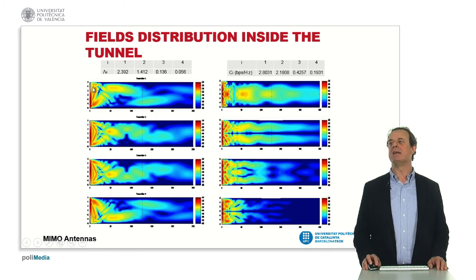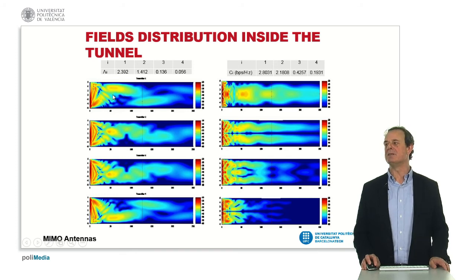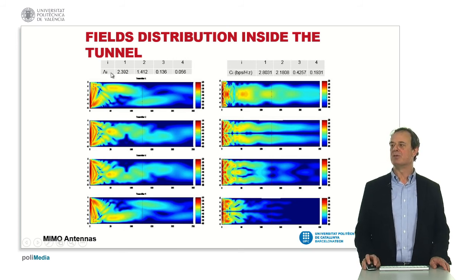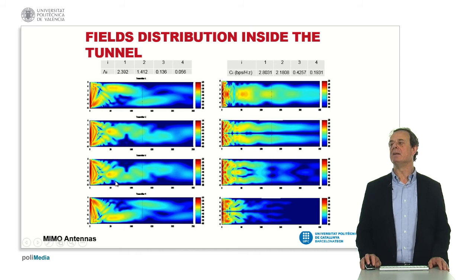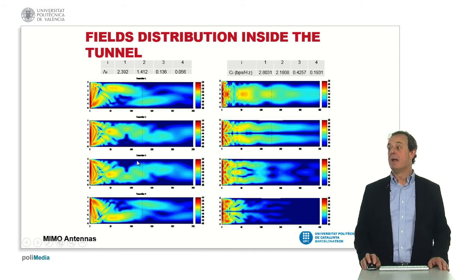When the transmitting antenna is antenna number 1, that's the signature, that's the field distribution inside the tunnel. That's the field distribution for antenna number 2, for antenna number 3, and for antenna number 4. Because those were simulated results, you may see that antenna number 1 and antenna number 4 produce the same, and identically antenna number 2 and antenna number 3.